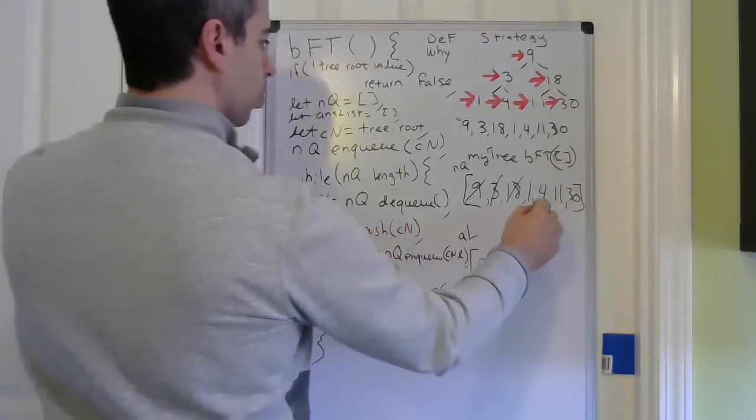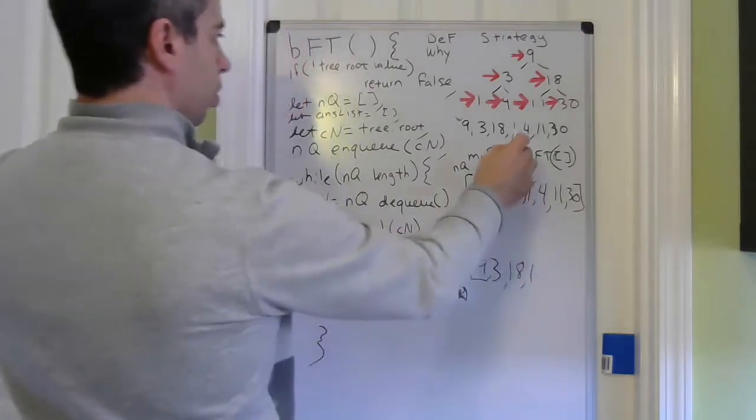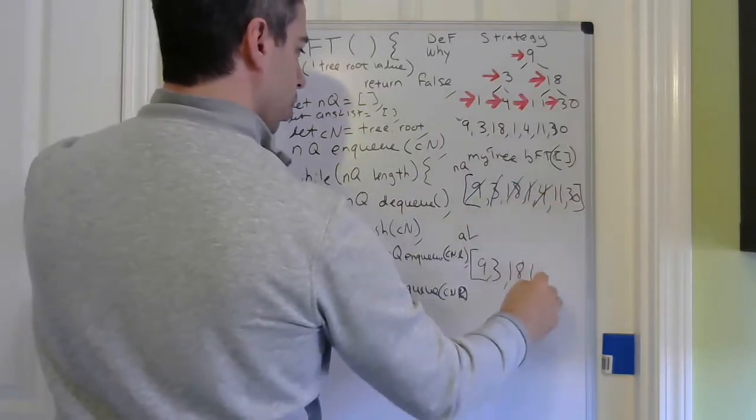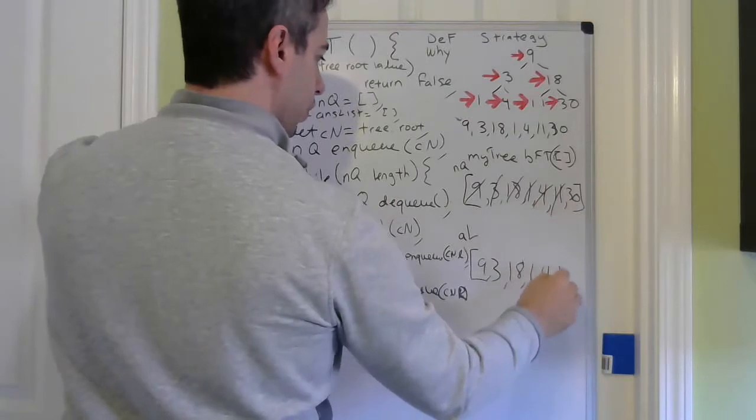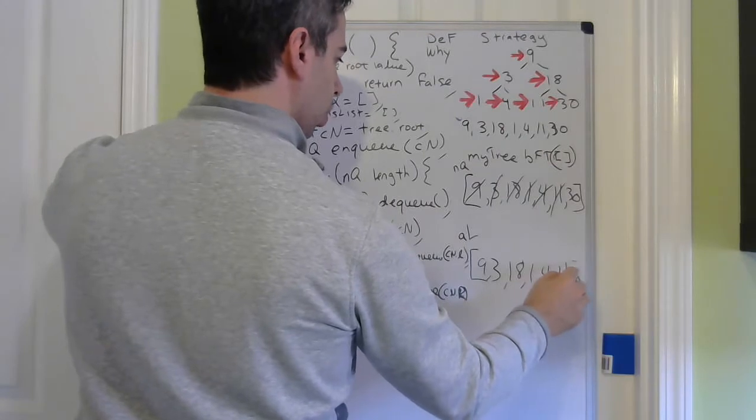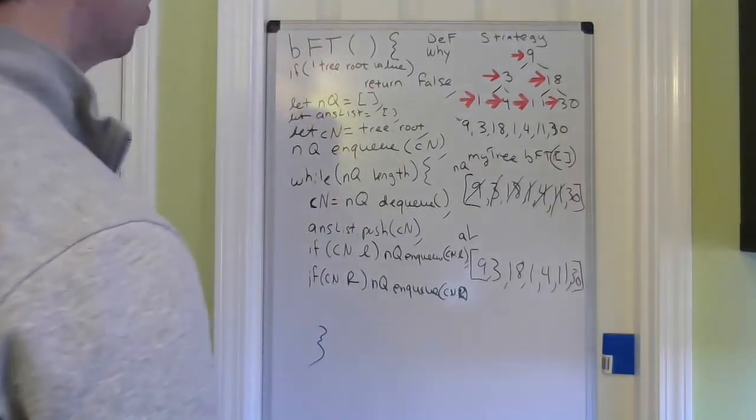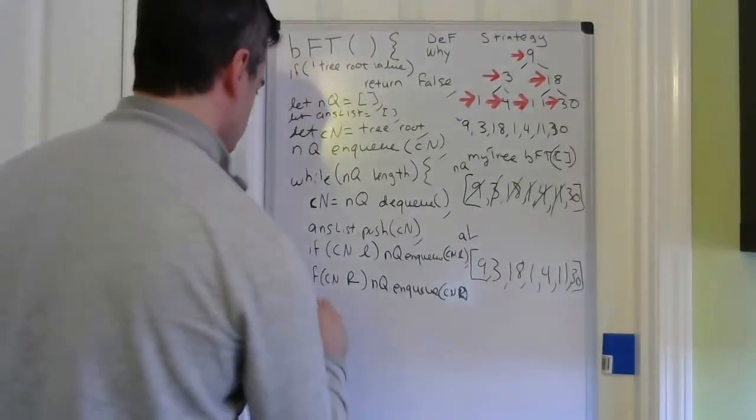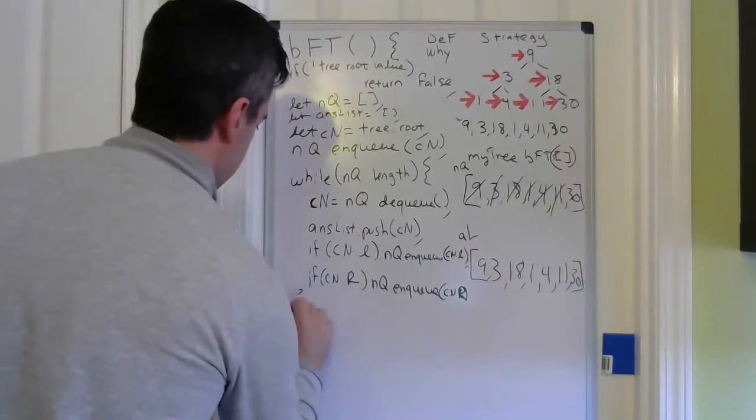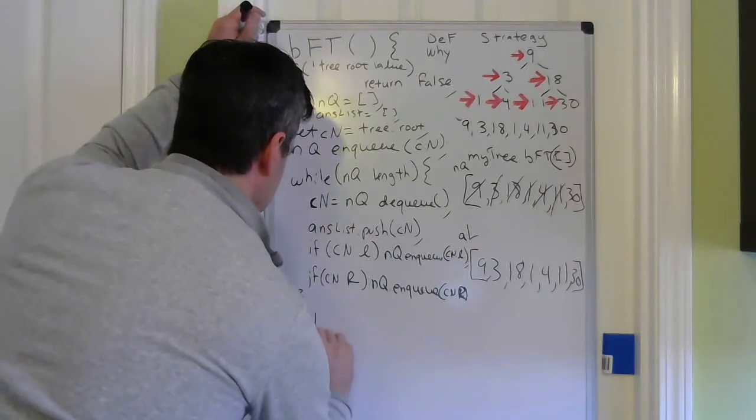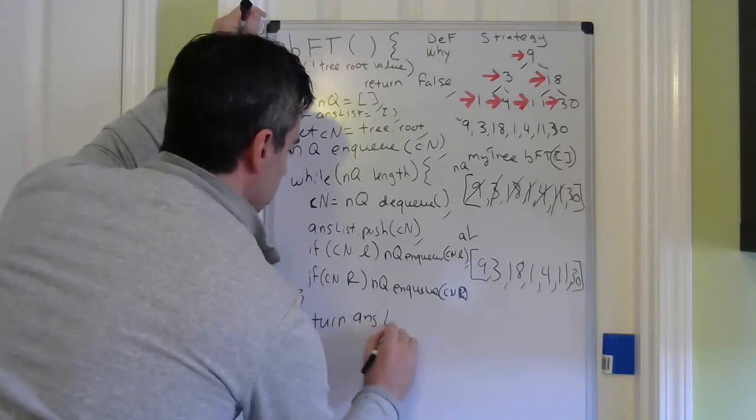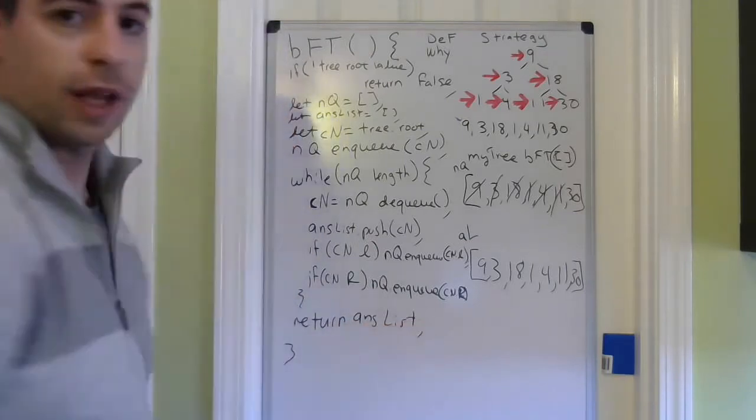Current node, DQ, 1. 1 comes off. There's no left, no right. 4 comes off. No left, no right. 11 comes off. No left, no right. 30 comes off. No left, no right. And then last but not least, we jump out of our while loop and we say return answer list. And you're done.